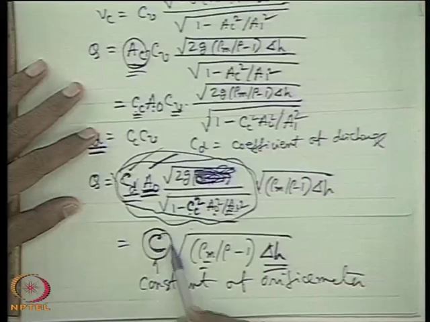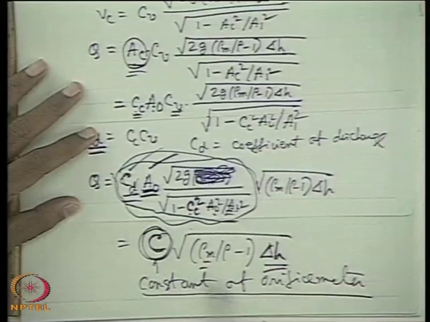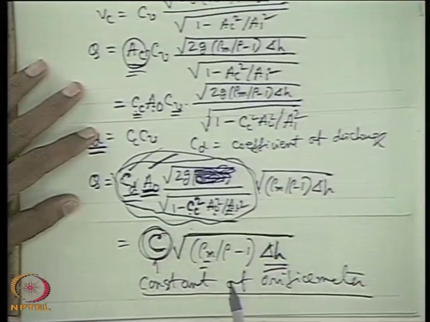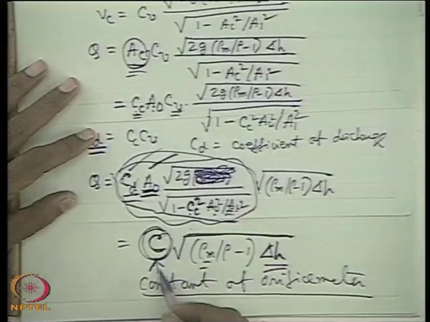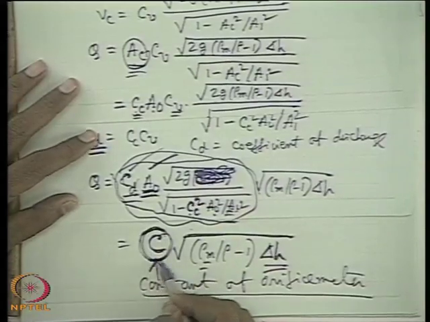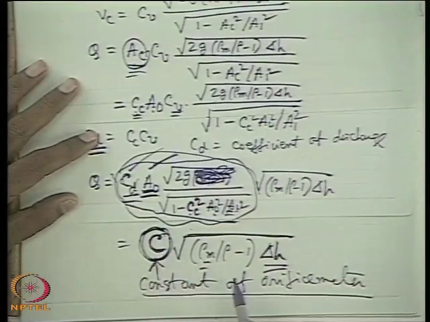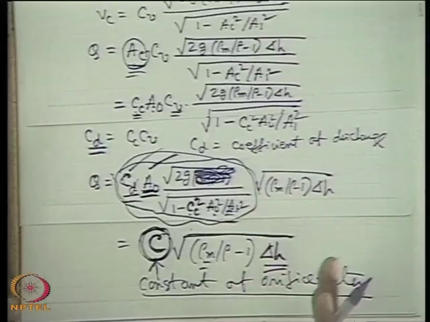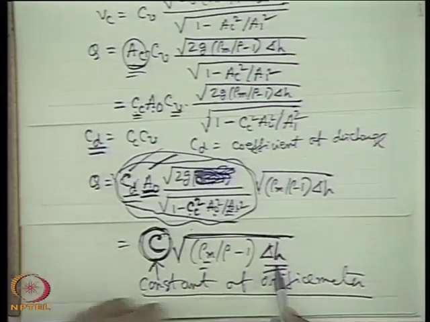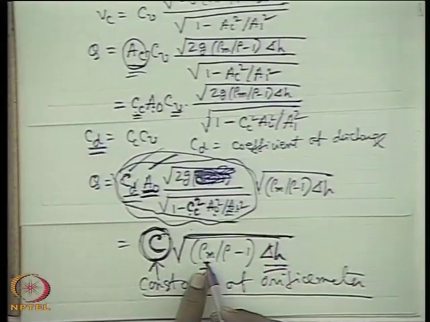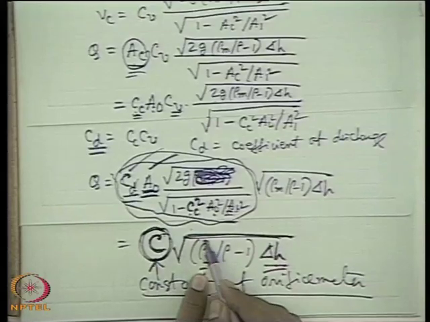So if I know the value of C, the constant of the meter, then I can find out Q. So in using an orifice meter, the pivotal job is to find out accurately the value of C at different flow rates, so that if I use the orifice meter, I can immediately find this value from my manometer. If I know the manometric fluid, I can find out rho m.